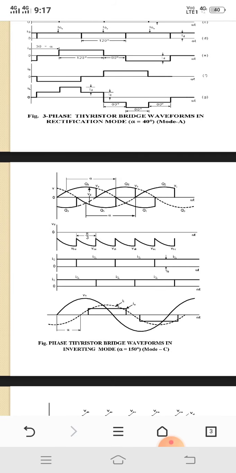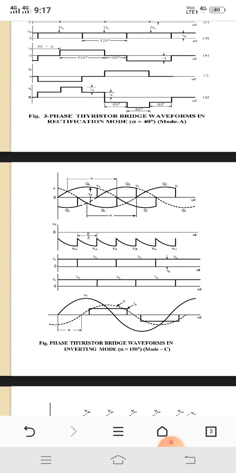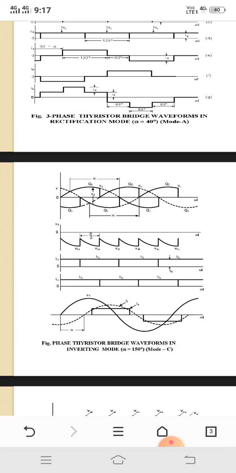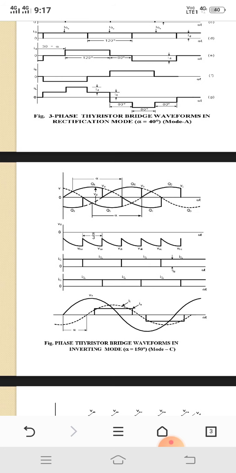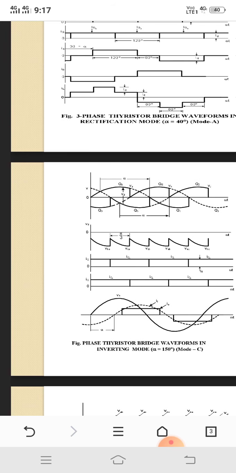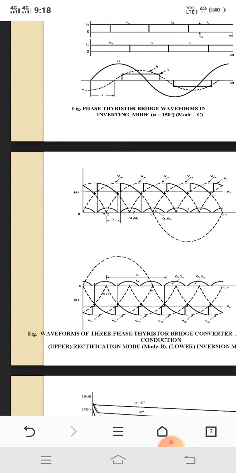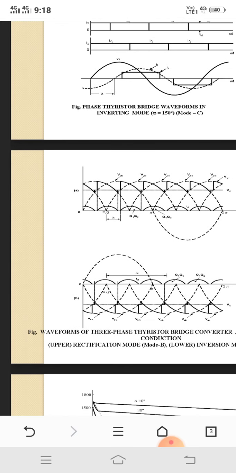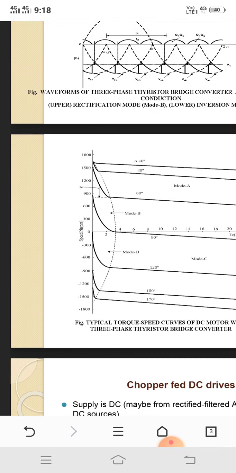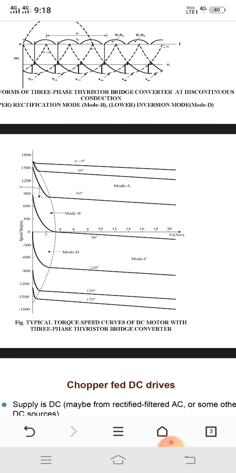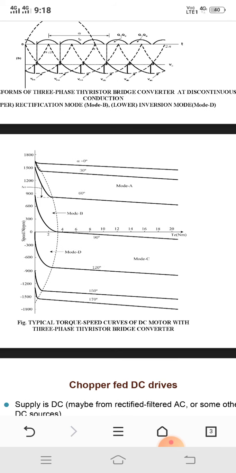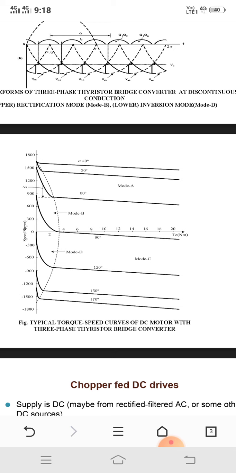This is the three-phase thyristor bridge waveform in inverter mode. A firing angle alpha equal to 150 degrees is applied as gate pulses across the SCRs. When 150-degree gate pulses are applied, we can achieve graphs like this. A perfect DC can be achieved from this operation. Here the firing angle changes. So this graph shows that various firing angles applied across affect the speed of the motor and the production of torque.